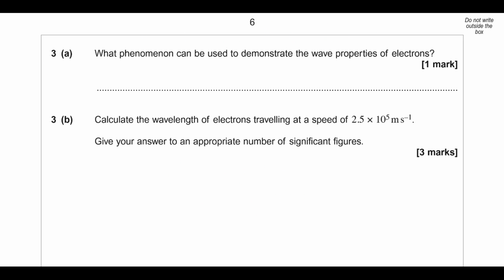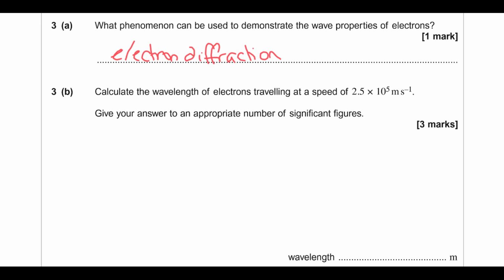Let's move on. Okay, so next question is looking at what phenomenon can we use to demonstrate the wave properties of electrons? It's an electron diffraction experiment. So diffraction is a wave property. It's not one that can be explained by particle theory. So if you can make something diffract, it's behaving like a wave.